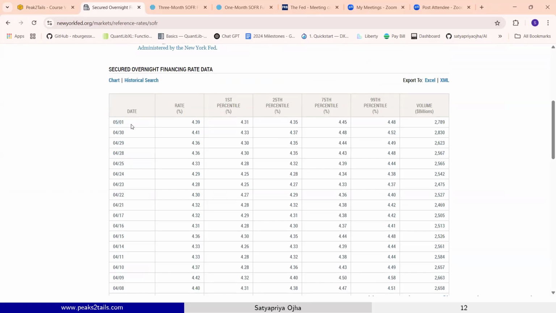okay, here is the tricky part. Here, please pay attention. There are a few differences that you have to be aware of. For the transactions that happened on 1st May, the SOFR rate is 4.39%. That is the median, 50th percentile. Other percentiles are also available for you, but the rate at 50%, which is the median, right? So 4.39% is the rate.